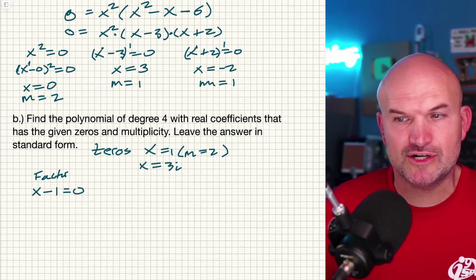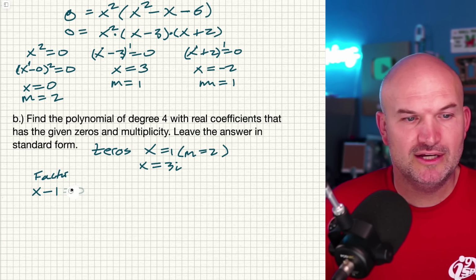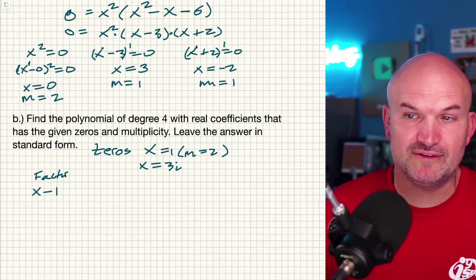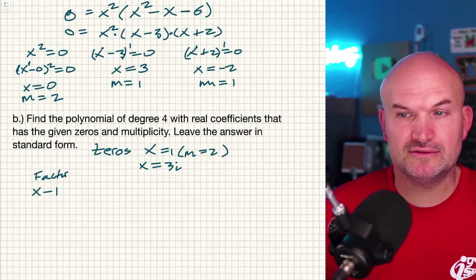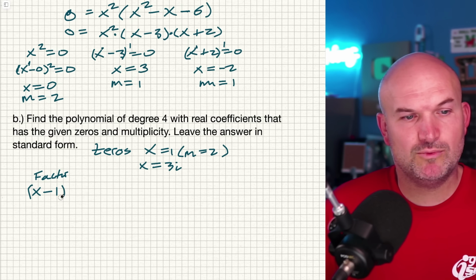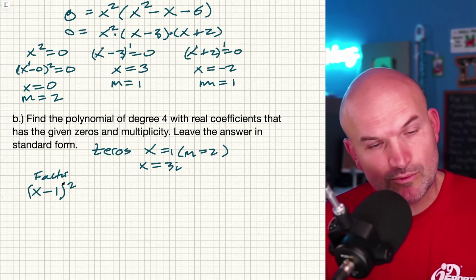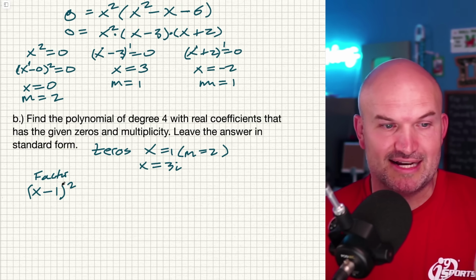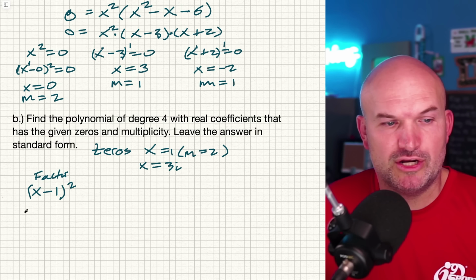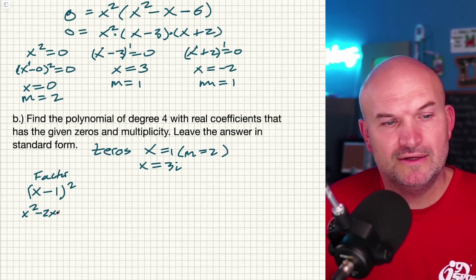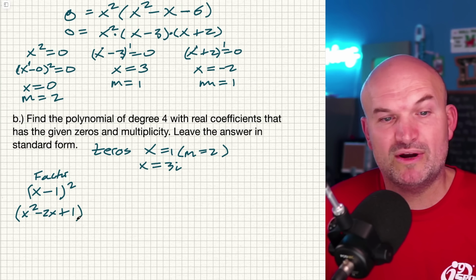Now, we're not setting equal to 0 because we're not solving it. What we're trying to do is find the polynomial that makes that with that factor. So it's x minus 1 squared. Now, again, x minus 1 squared is not x squared minus 1 squared. It's x minus 1 times x minus 1. But hopefully you recognize that's a perfect square trinomial, and you can factor that quickly to this. Okay, so there is our one factor.